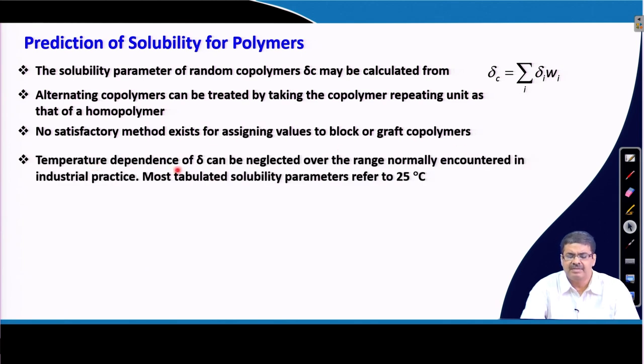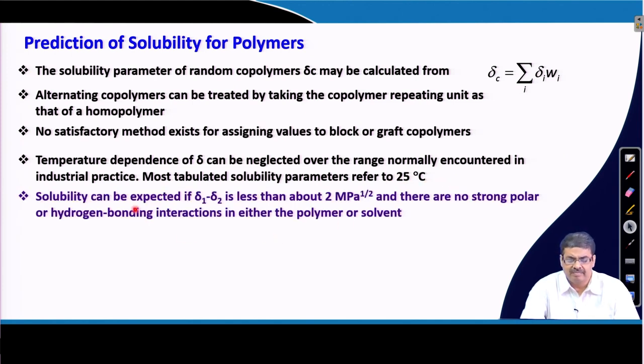Now, generally, the temperature dependence of the solubility parameter can be neglected over the range normally encountered in industrial practice, and most of the solubility parameters which we discussed and which are reported in the literature are measured at 25 degree centigrade. As we mentioned, solubility can be expected if the difference between the solubility parameter of the solvent and of the solute, in this case polymer, is less than about 2 megapascal to the power half, and there is no strong polar or hydrogen bonding interaction between the polymer and the solvent.